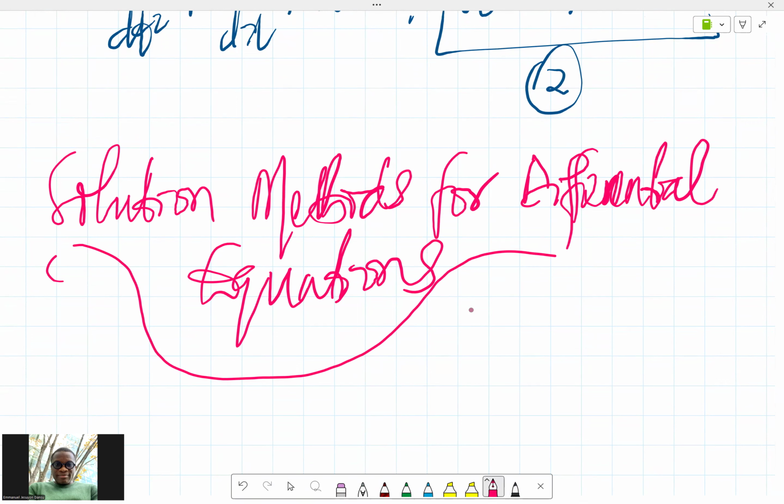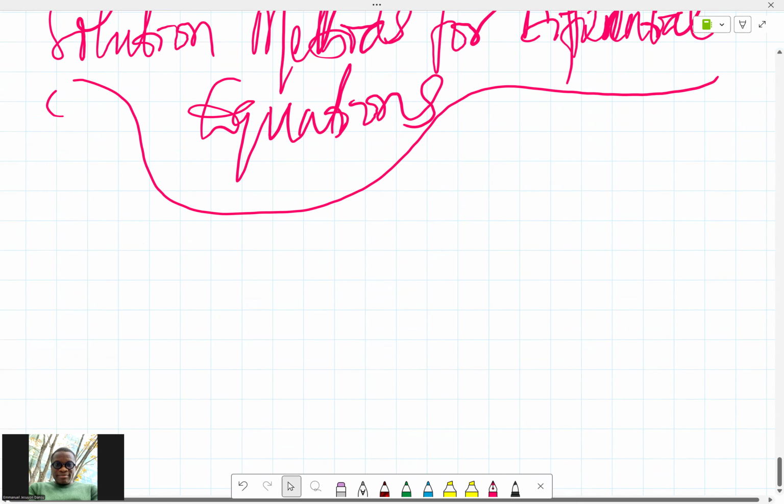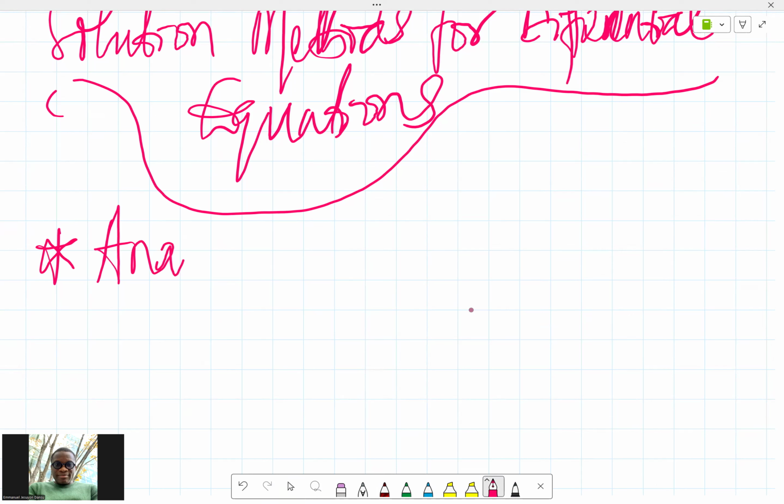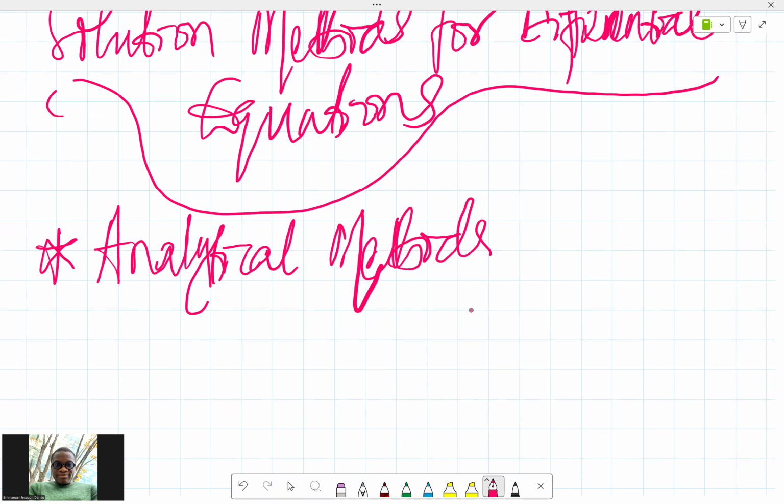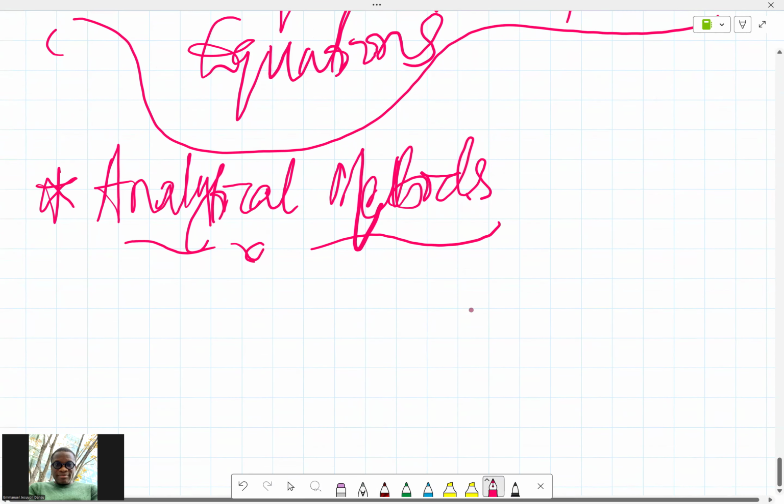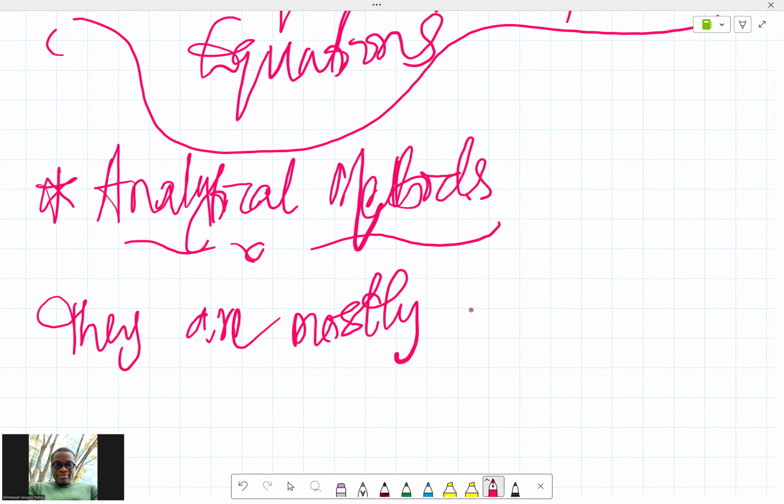In talking about numerical analysis, we've taken care of some of this, so I'm just going to be referring you to them. First of all, we can talk about what we call analytical methods. These analytical methods are mostly closed form methods.